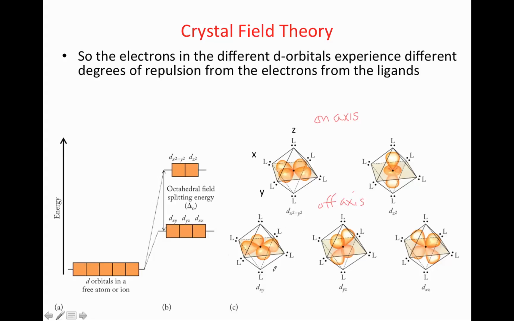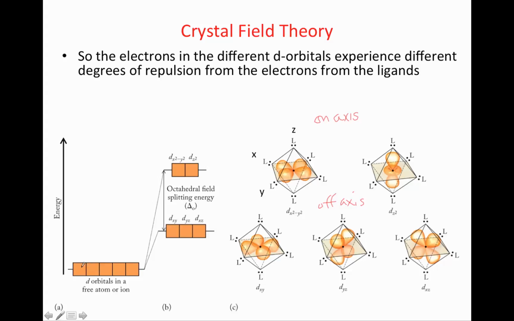Now, of course, I always get some repulsion. Once we put ligands around the metal, I put all this electron density around a central metal, and that makes all the electrons in all the orbitals less comfortable. But it's going to have a greater effect on electrons in these orbitals as opposed to these ones. And so this is exactly what we're seeing right here.